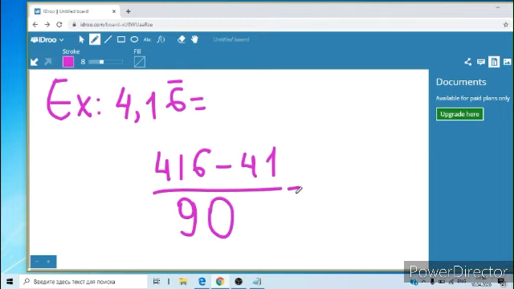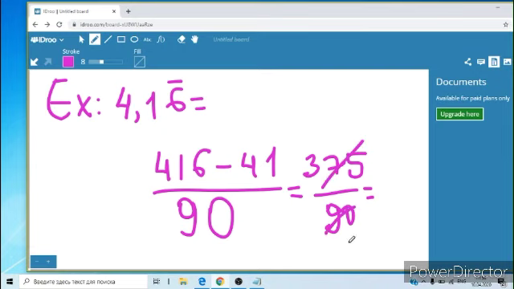And now we will calculate. If we subtract 41 from 416, we will get 375 divided by 90. So let us simplify. If we divide by 15, here we will get 6, and here we will get 25. So let me show you.